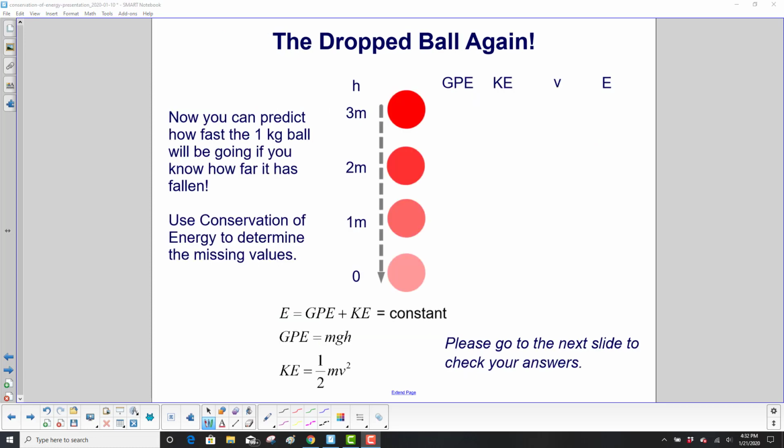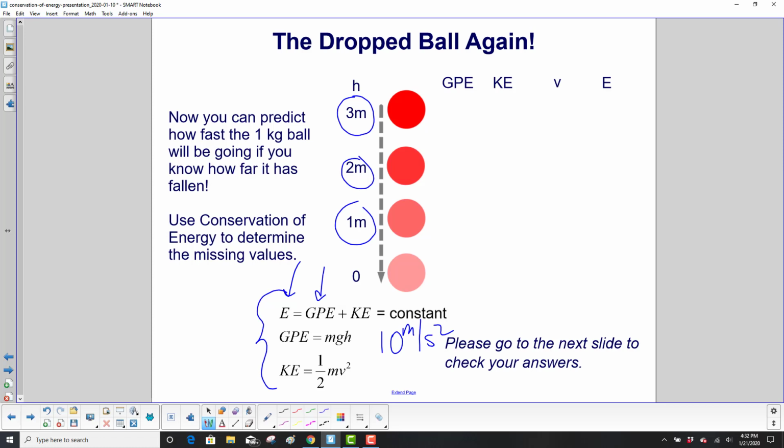We can now predict how fast the 1 kilogram ball will be going if we know how far it has fallen. So we have different heights here. We start up here at 3 meters and use conservation of energy to determine the missing values. And these equations here: total energy is GPE plus KE, which is a constant. GPE equals mgh. And again, we know that g is equal to 9.8 meters per second squared. That's the acceleration due to gravity. But we're going to set it equal to 10. We're allowed to do that for simple calculations like this. And then we can find kinetic energy by subtracting gravitational potential energy from total energy.